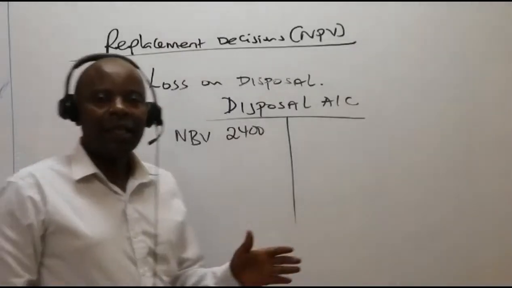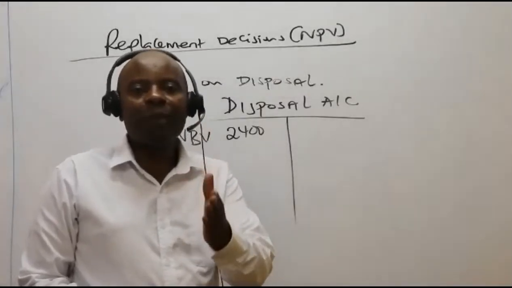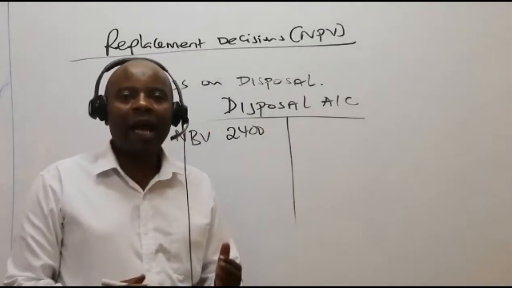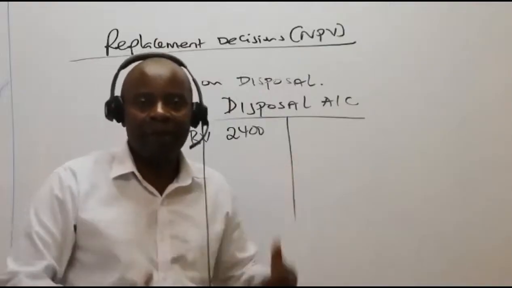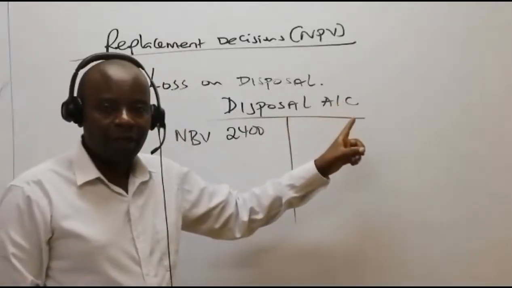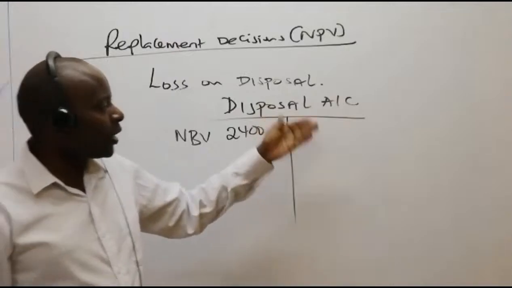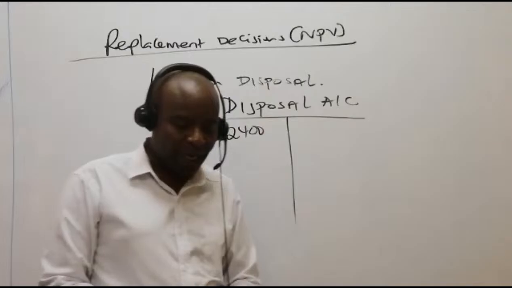And then the other thing, of course, next in disposal, I expect to receive money. So when I receive money out of selling this old equipment, what is going to happen is that I will debit my bank account and credit my disposals account. So look, in this case, for the proceeds we expect to get by disposing this old machine.